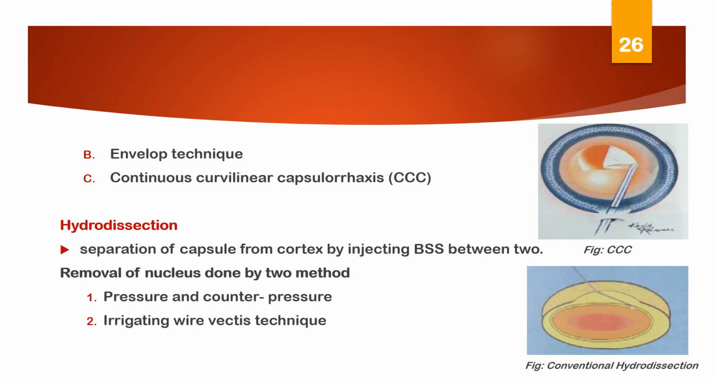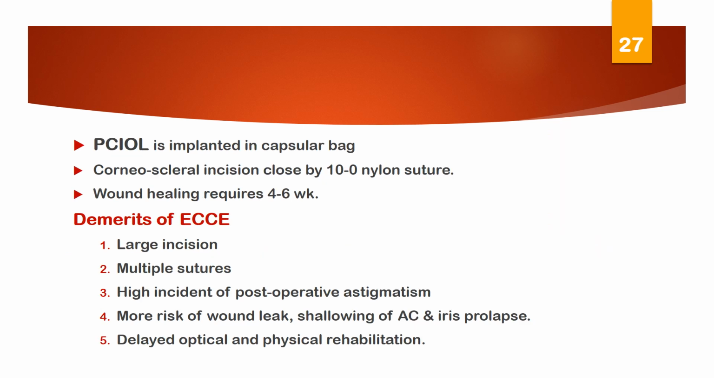Hydrodissection: separation of the capsule from the cortex by injecting balanced salt solution between the capsule and the cortex. Removal of the nucleus is done by two methods. First is pressure and counter pressure, and second is the irrigating wire vectis technique. PCIOL is implanted in the capsular bag, and closure of the incision is done with 10-0 nylon suture. Wound healing requires 4 to 6 weeks.